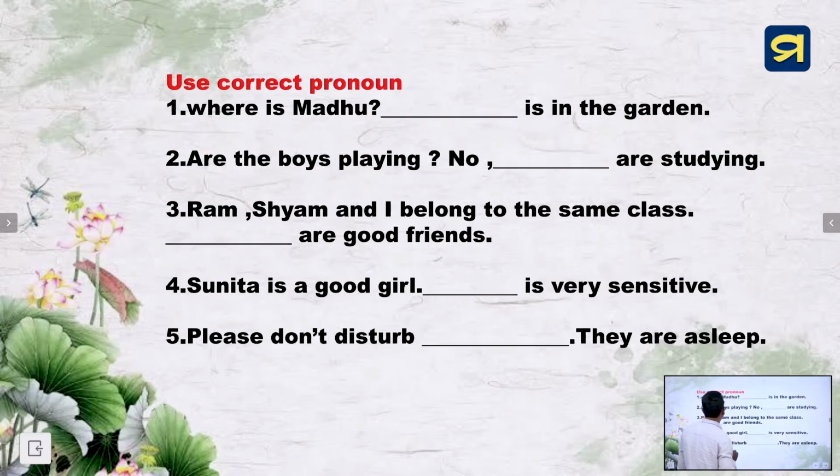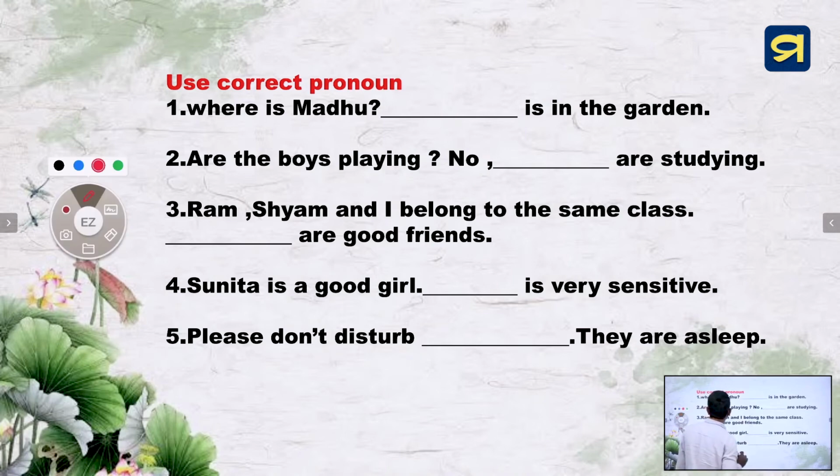So we have completed pronouns and adjectives today. Now we are going to have a test. Use correct pronoun. Okay, number 1. Where is Madhu? Madhu is a boy. He is in the garden. It is a masculine gender.